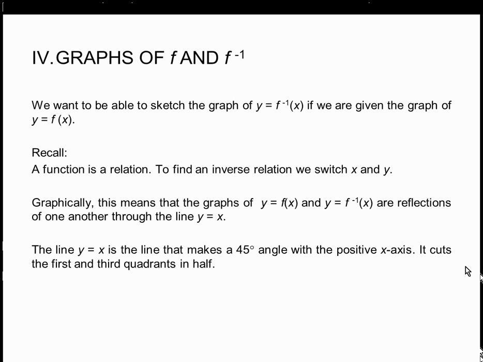The line y equal x, again, is a line that makes a 45-degree angle with the positive x-axis. It cuts the first and third quadrants in half. We usually sketch it as a dotted line to help us do the reflection. It's not really part of our answer, but it helps us to get the answer.